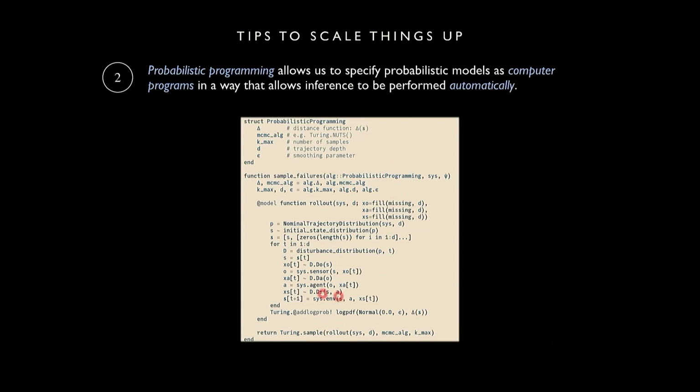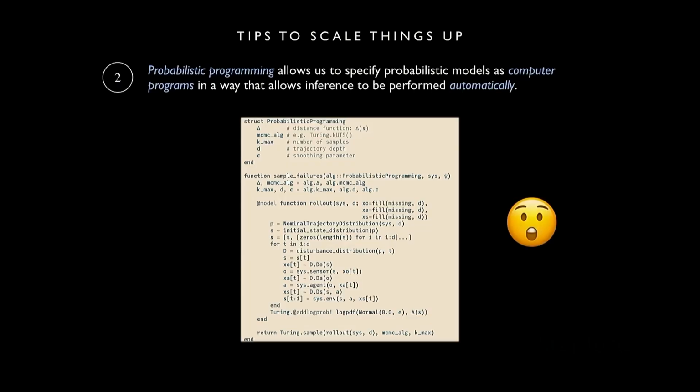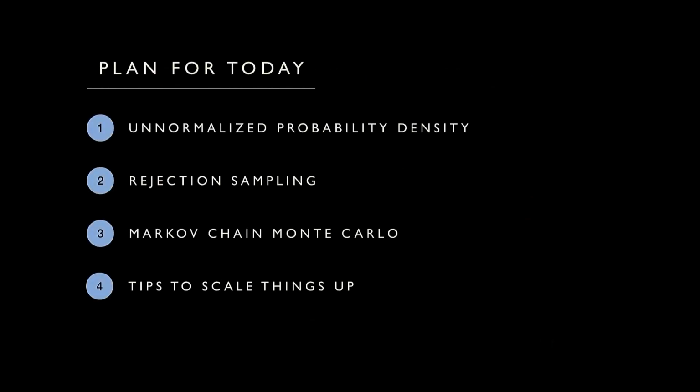So I'm not expecting you to understand all of the syntax right here, but what I hope you take away is that you can very easily specify all of these things, and Turing will just do the inference for you. So if you want to run Hamiltonian Monte Carlo or NUTS or whatever, Turing has implementations for all of those things, and it can draw samples from your failure distribution by just running this block of code, which is pretty cool. Okay, that's it for this lecture. Are there any questions on that?